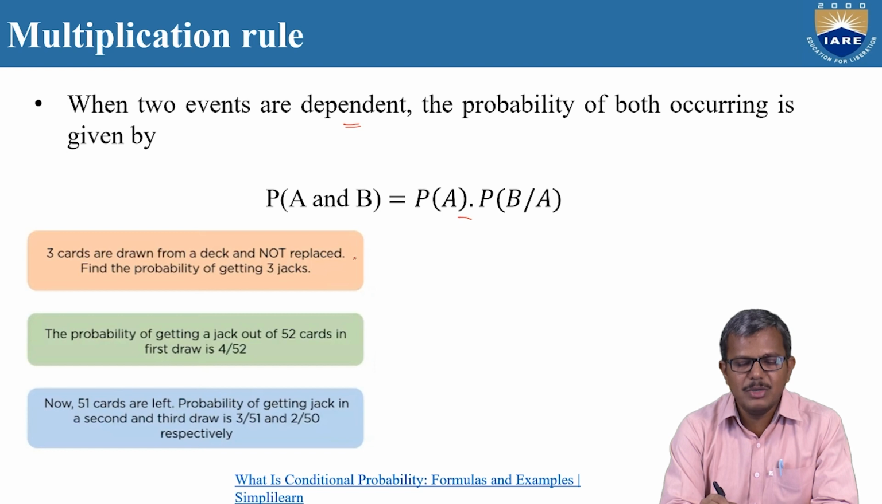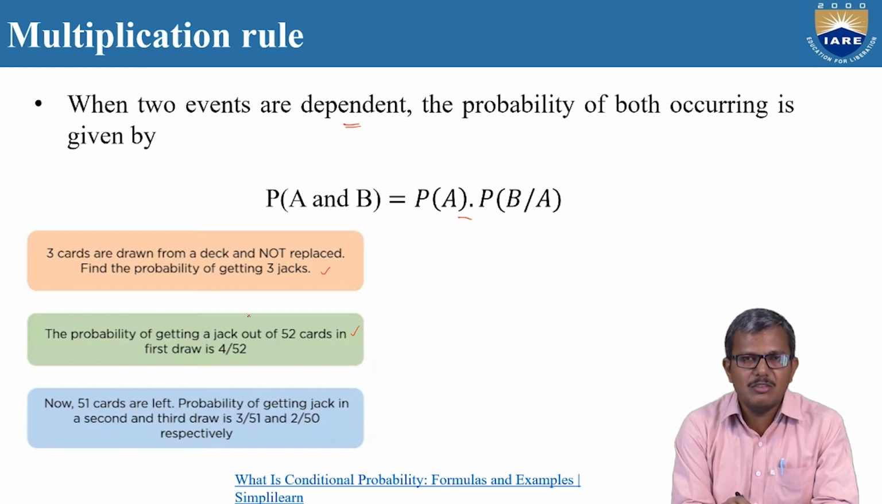Three cards are drawn from a deck and not replaced. We need to find the probability of getting 3 jacks. We have not replaced any of the cards. The first one is the probability of getting a jack out of 52 cards. Why? Because there will be 52 cards, and in this there are 4 jacks. So in order to calculate the probability, it will be 4 divided by 52.